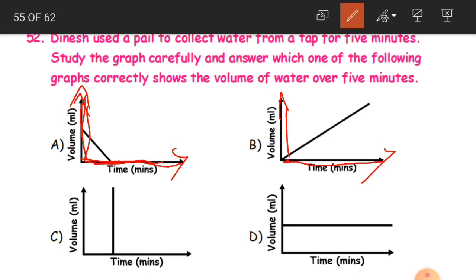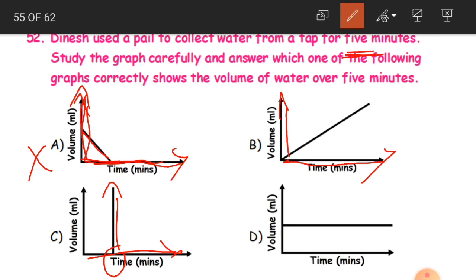So when you collect water from a tap for 5 minutes, what happened, children? The water level is going to increase. So we have to identify which graph is correctly matching this point. Whereas if you see A option, here you can see the decrease in the water. So this is the wrong one. And C option, increase in water is there, but time, if you see, it is stable here.